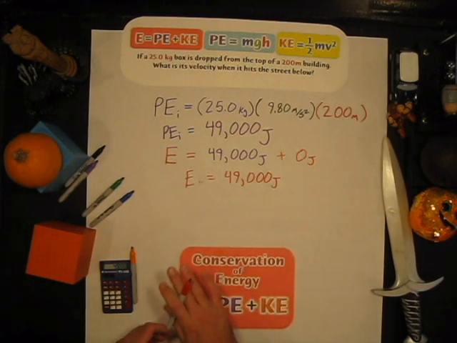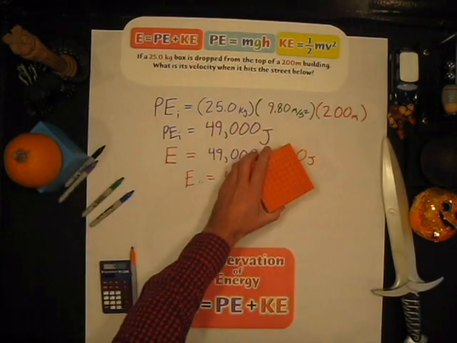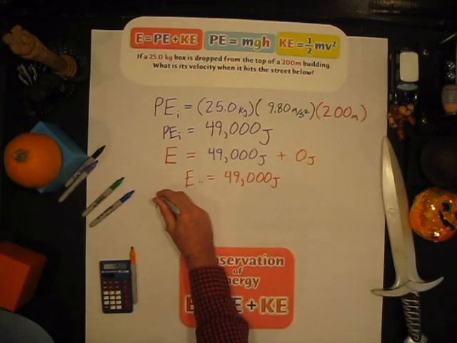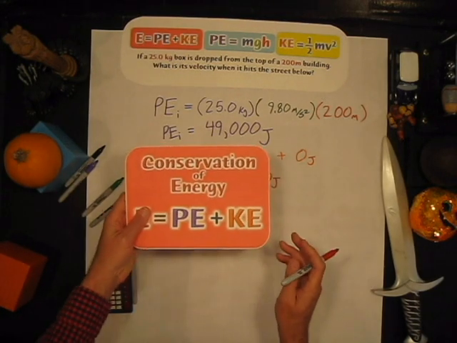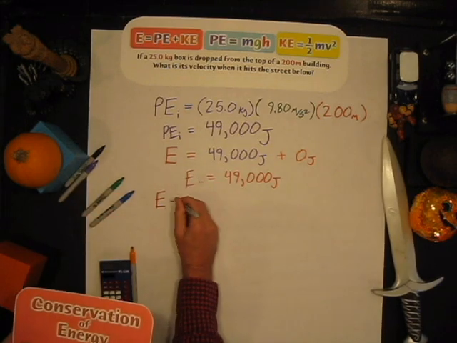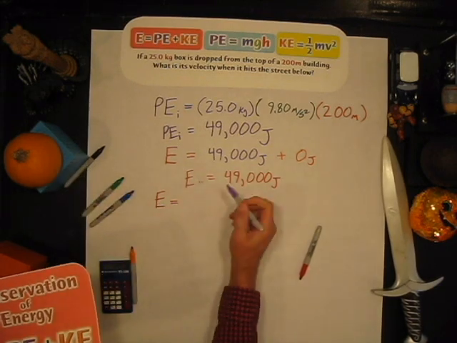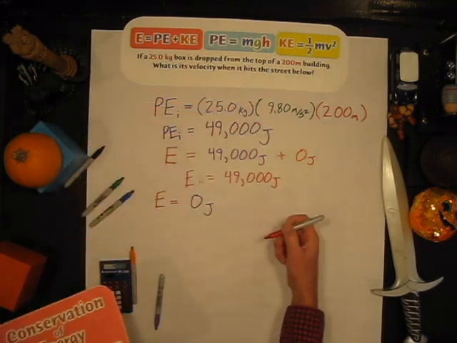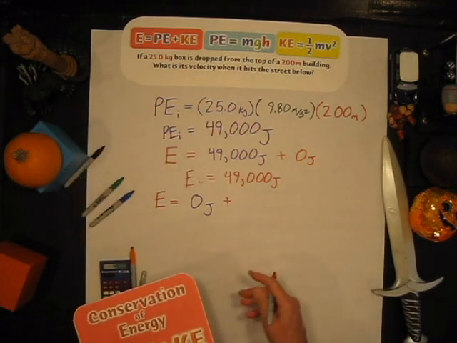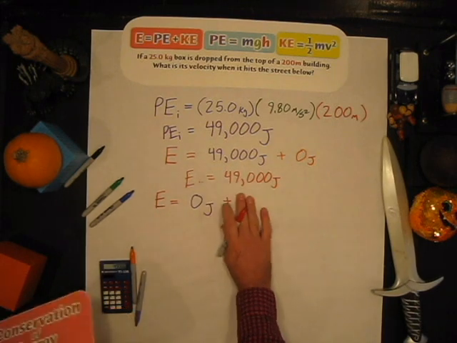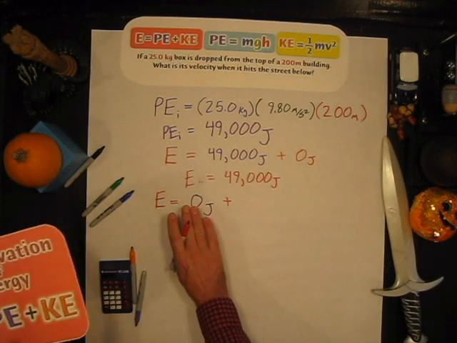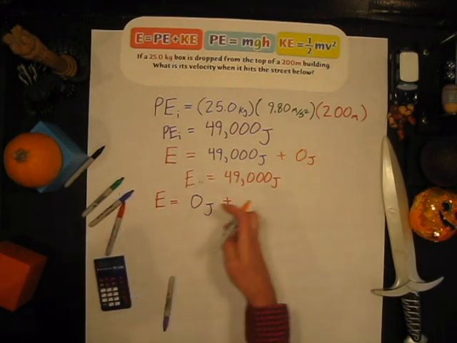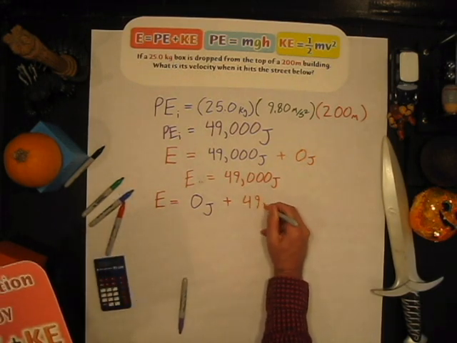Okay. Then when it gets to the street level, when it hits the street, it's the exact opposite of this. I'm still using this equation, by the way. So when it gets to the street, the potential energy will be 0 joules. Well, then what must the kinetic energy be? If the total energy is equal to 49,000, and if the potential is 0, then the kinetic energy has to be the 49,000 joules.